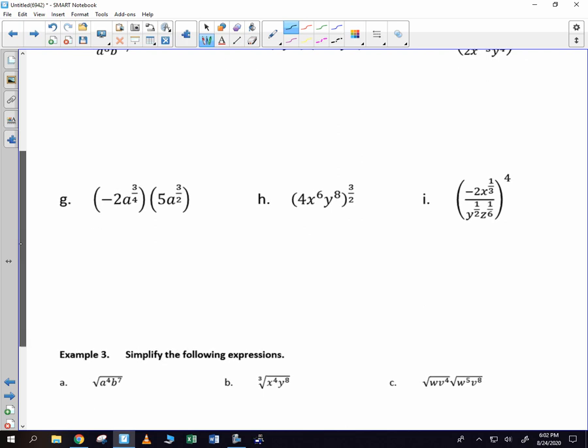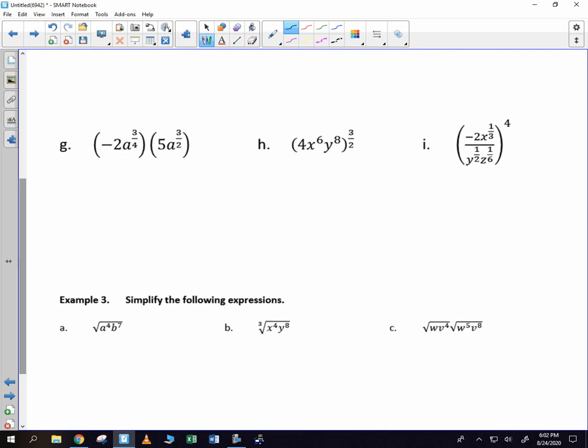Sometimes we get fractions and then our brain goes to mush. So for example, in letter G, we have negative 2a to the 3/4 times 5a to the 3/2. Well, if it read negative 2a to the 3rd times 5a to the 5th, you would know what to do. You would go negative 10a to the 8th because you multiplied the negative 2 and the 5 and you added the 3 and the 5 to get 8. So do the same thing.